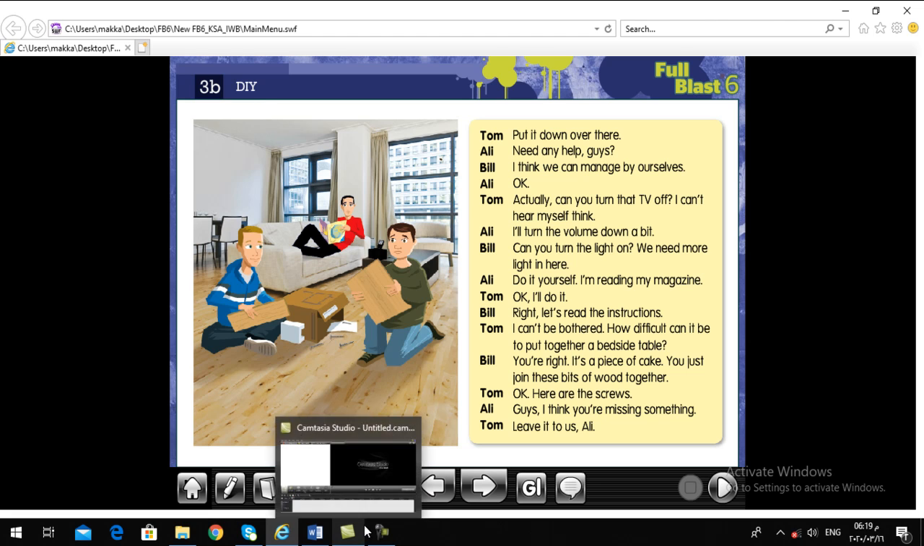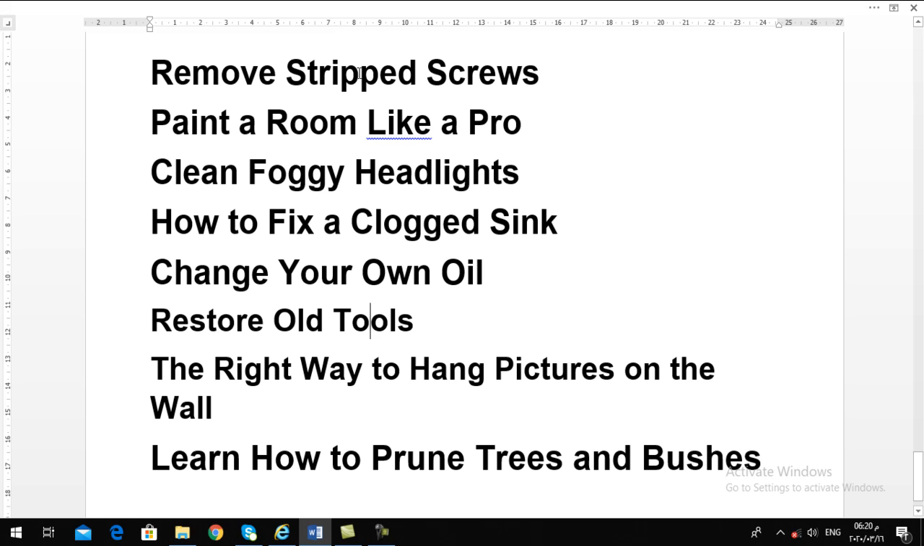Let's look at some examples for DIY, like remove stripped screws, paint a room like a pro, like the painter himself, the professional. Clean foggy headlights of your car, fix a clogged sink, maybe after washing a lot of dishes and a lot of waste drops into the opening of your sink. It closed it, making it block the way for the water to move, so we call it a clogged sink.